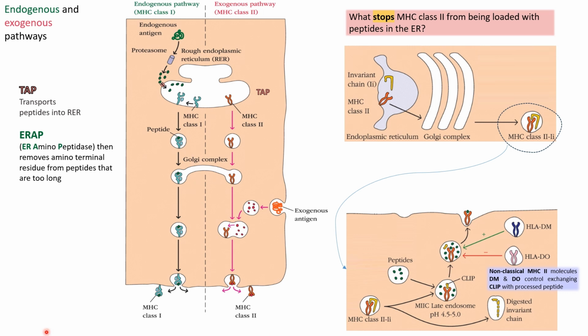So we can have, through the endogenous or exogenous pathway, MHC 1 and 2 expressing peptides, either endogenous or exogenous.